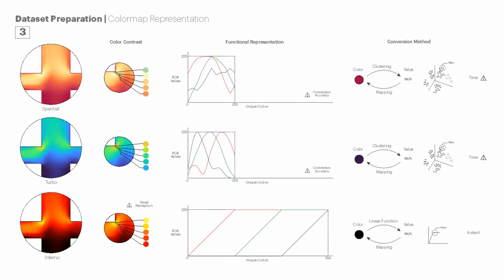So we explored different color map representations, and here we wanted to see whether the color contrast would have an impact on the accuracy and legibility of results, and whether their functional representation or the number of unique colors would have an impact. The first two color maps that we chose are high contrast. They don't follow a linear function, and they require a clustering method to be converted back to a value, while the third one has 766 unique colors, but has lower contrast, and a much faster, instant feedback from color to value since it's a linear function.